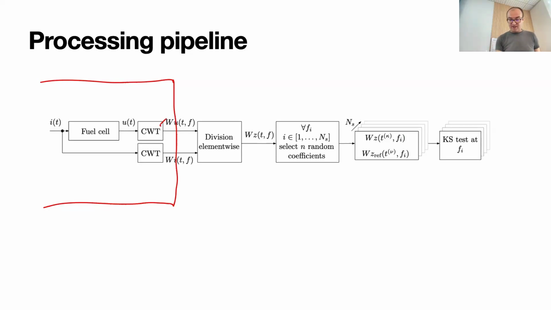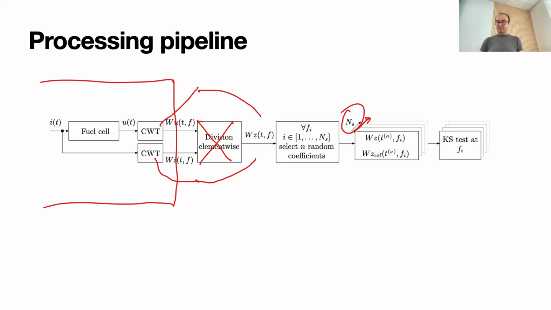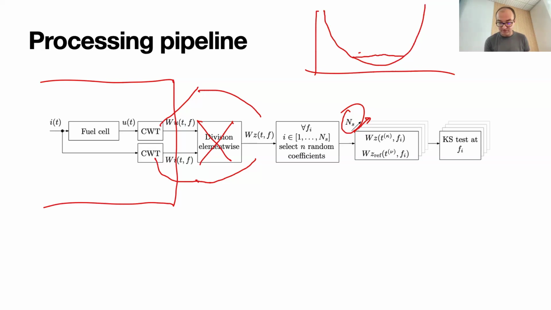So we have wavelet results from the current and wavelet results from the voltage. This is not element division anymore, as we saw. We have the distribution of the impedance components, and for each and every component, we have samples that we measure from our wavelet transform. We have samples for this frequency, samples from the other, and so on. And these are our samples.